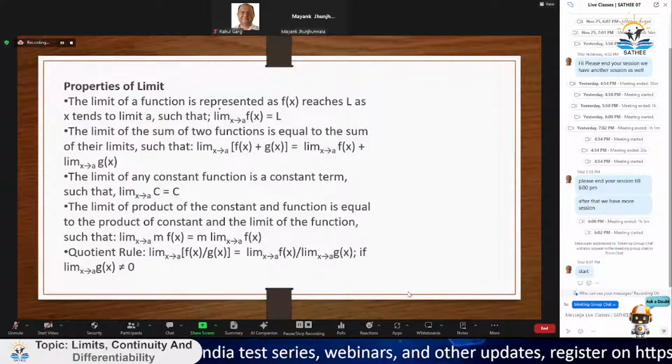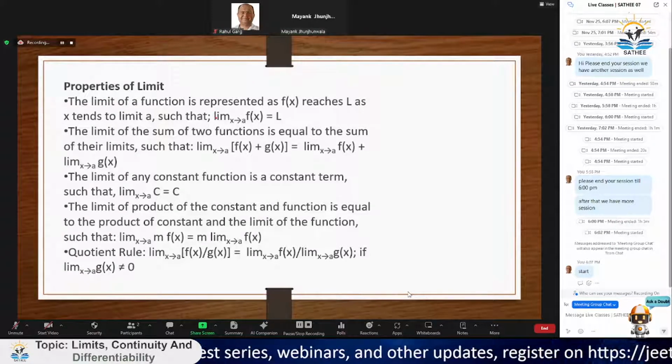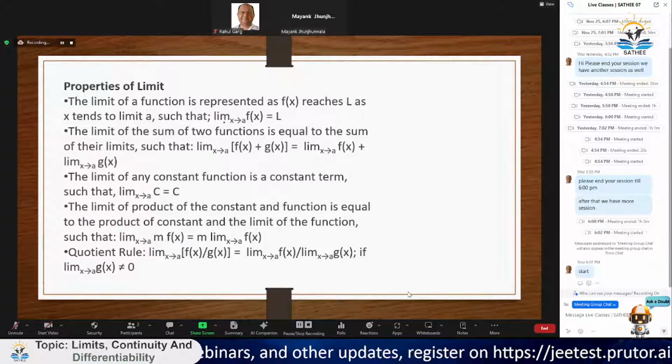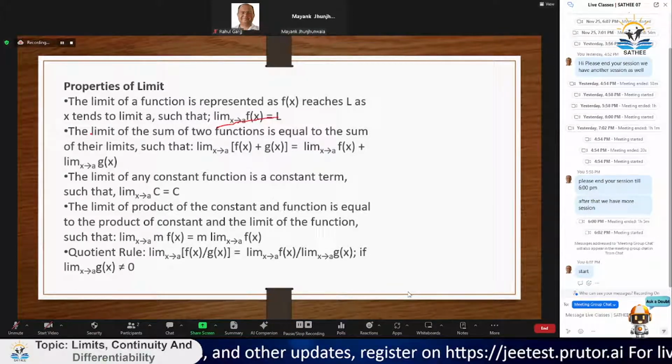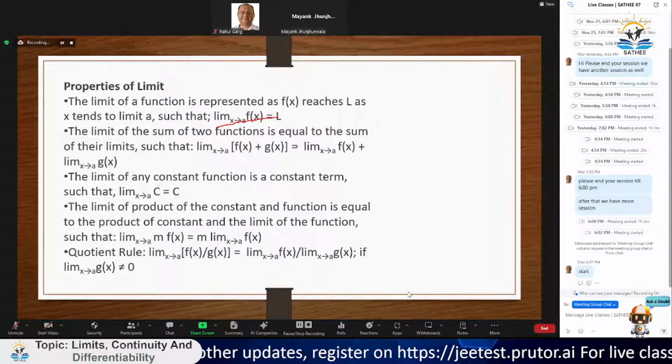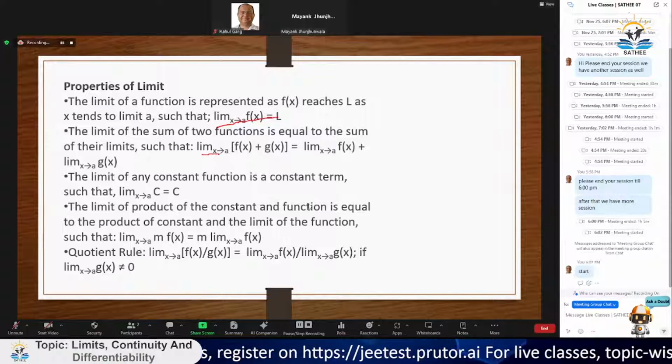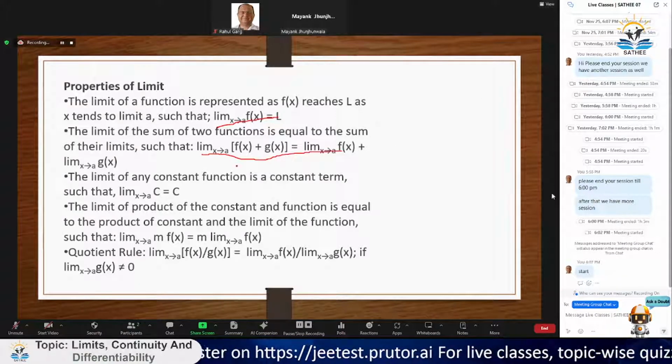Okay, so moving on to some properties. Limit of a function is represented as f(x) reaches L as x tends to a, such that limit of x tending to a f(x) is equal to L. The limit of a sum, we can break the limit. Limit is distributive over sum. Limit of x tending to a, f(x) plus g(x) is equal to limit of x tending to a f(x) plus limit of x tending to a g(x).